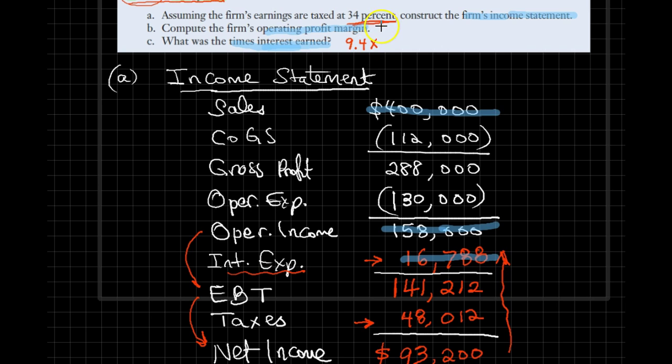And for operating profit margin, recall that we simply divided operating income by sales, and we got 39.5%. And that will complete our solution. So we are pretty much done.